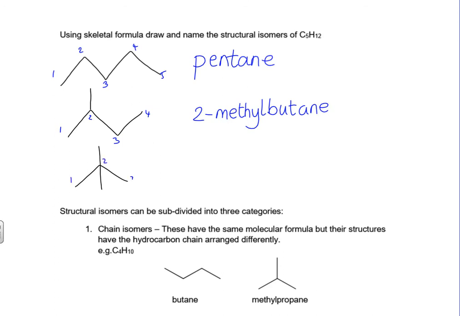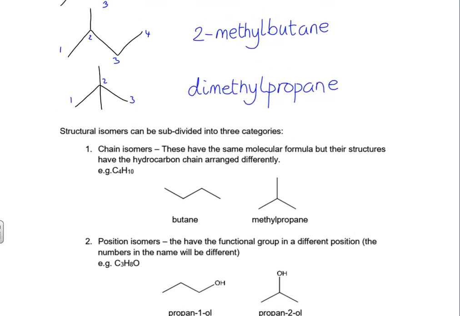And then at the bottom we've got a 1, 2, 3 chain, that's propane. And that would be dimethylpropane. Again, we don't need numbers because there's nowhere else to put those methyl groups.